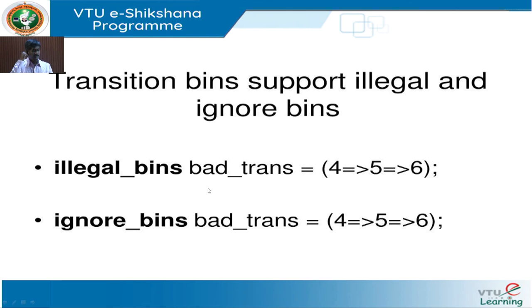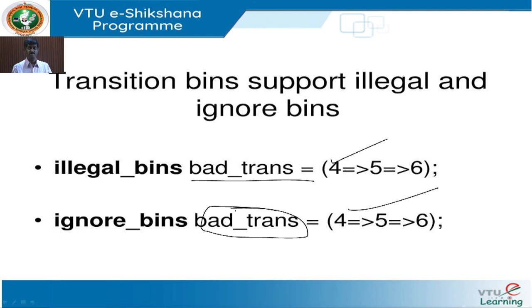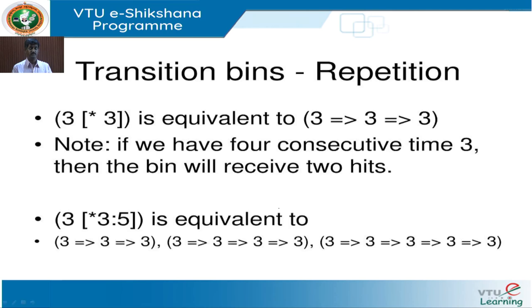So transition bins also support illegal and ignore bins. So you can have illegal bins as a bad transition. So whenever this occurs, I can raise a runtime transition error. So that is an illegal bin. I can ignore it whenever this event occurs: I will ignore the bad transition so that I will not store those bin values.